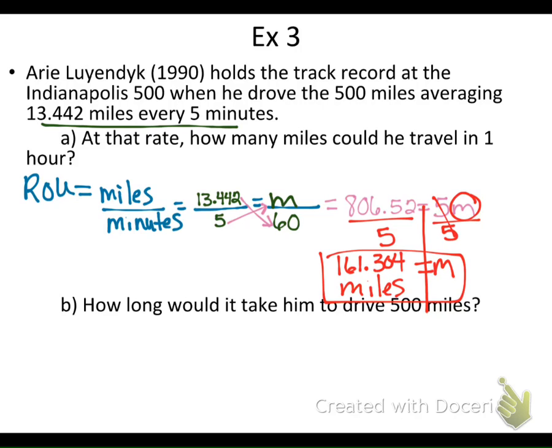If you're done with that third one, look at part B. See if you can set part B up. So the question for part B: how long would it take him to drive 500 miles? So what are our ratio of units? What are we talking about? Miles and minutes. Our ratio of units are the same.